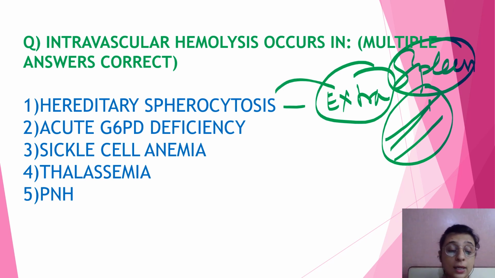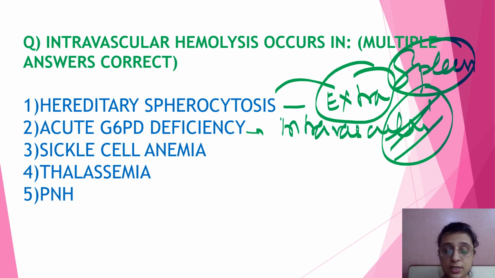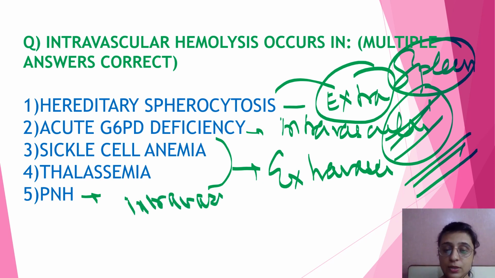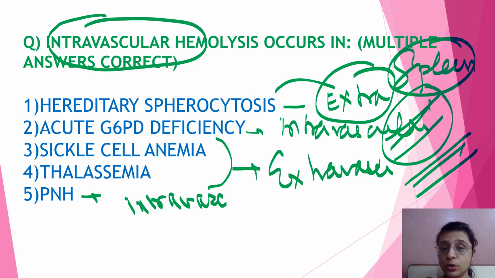Let's look at G6PD deficiency. Here there will be intravascular hemolysis because of this enzyme deficiency. Next, sickle cell and thalassemia again will lead to more of extravascular hemolysis, because these cells, when passing through the spleen, again will undergo lysis. PNH is another important example where intravascular lysis occurs. So the question was, intravascular hemolysis occurs in, multiple answers correct. The correct answer is acute G6PD deficiency and PNH.